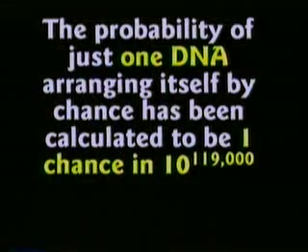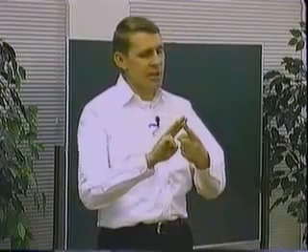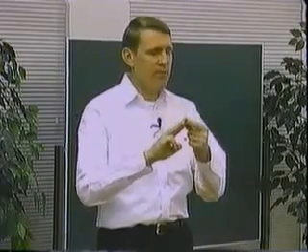Now, if you don't know the way powers work, 10 to the second power means 10 times itself 2 times. That's 100. 10 to the third power is 10 times itself, 10 times itself, times itself. That would be 1,000. It would have 3 zeros, 10 to the third power. 10 to the 119,000th power is 10 with 119,000 zeros behind it.